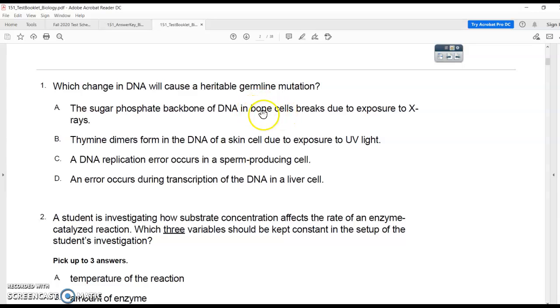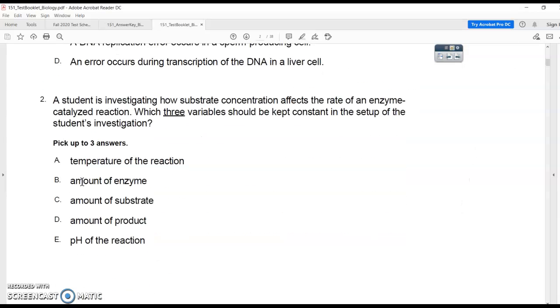Option A mentions bone cells, and those are bodily or somatic cells, so those cannot be passed on to offspring. Same thing with B and D. Skin cells and liver cells are not gametes. Those are bodily cells or somatic cells, so even if there are mutations in those, they can't be passed on to offspring. However, a sperm cell does contain genetic information that is passed on to offspring, so the correct answer would be C.